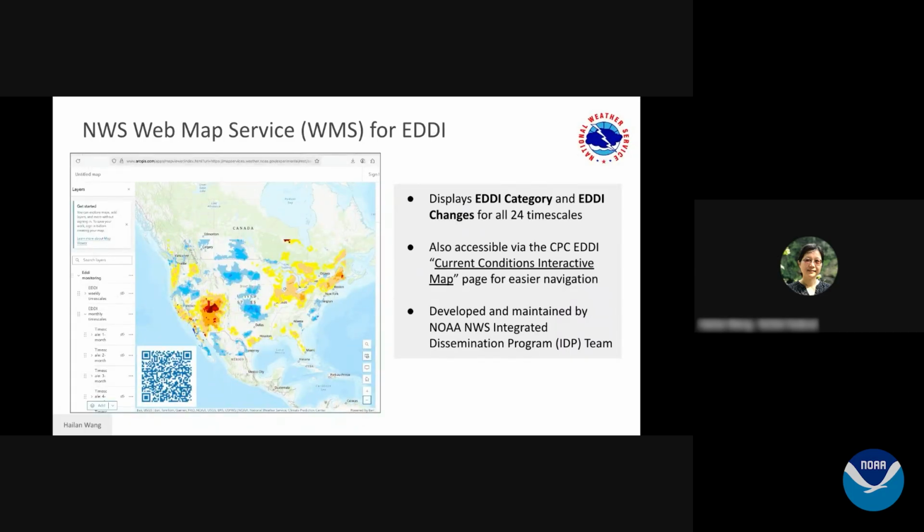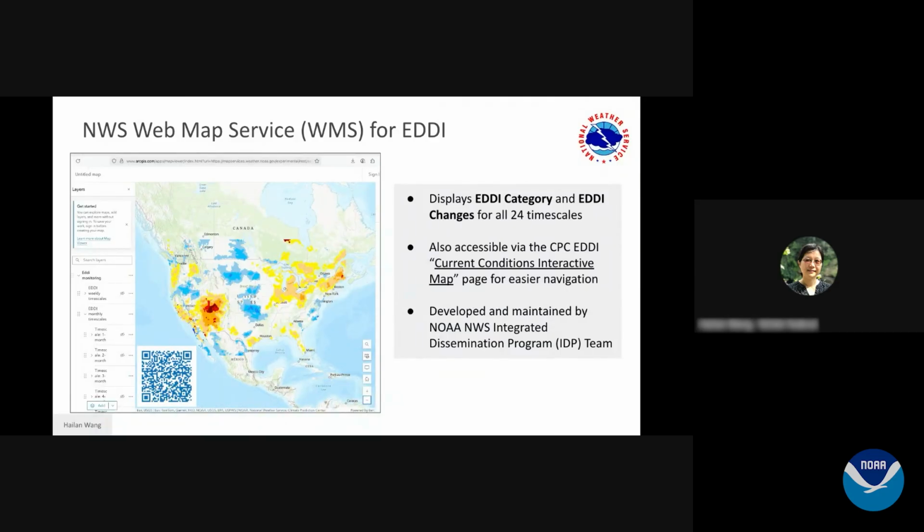Next, I'm going to provide a little more information about this NWS web map service for EDDI. First of all, a big shout out and thanks to the NWS Integrated Dissemination Program team, because it is this team who developed the web map service for EDDI, in substantial collaboration with the CPC EDDI team. And after the completion of the development, it is also this IDP team who is currently maintaining the NWS web map service for EDDI in near real time.